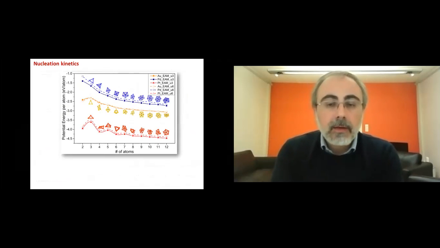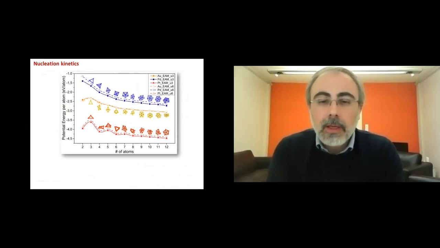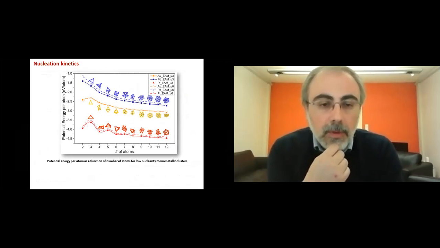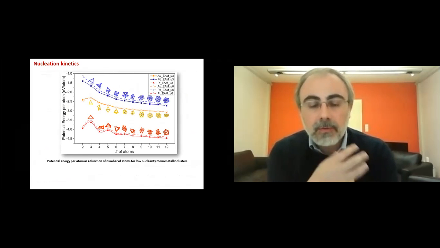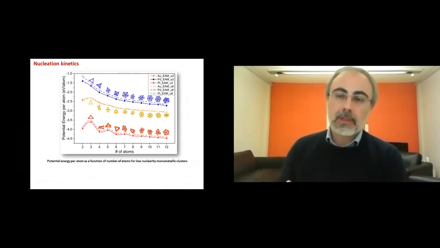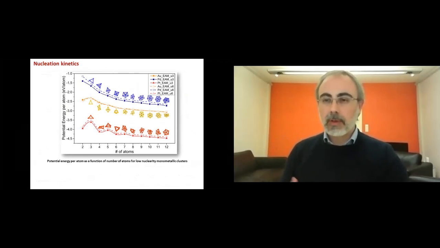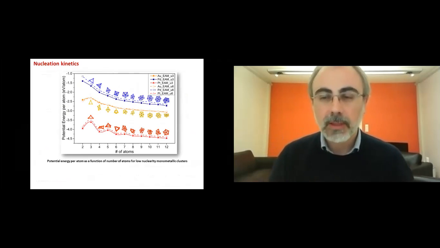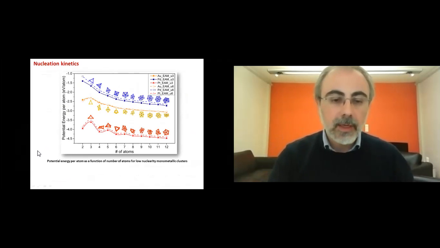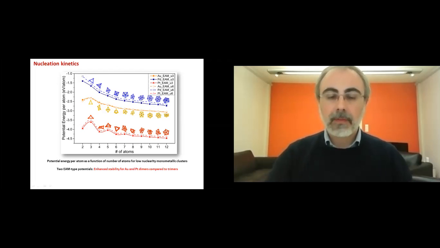So we investigated the nucleation kinetics, and we measured the potential energy per atom as a function of the number of atoms for small clusters. And what we found is that with the interatomic potentials that we used, and we tried two different interatomic potentials just to have a better understanding of the idea, there was a fluctuation of stability. So for platinum and gold.